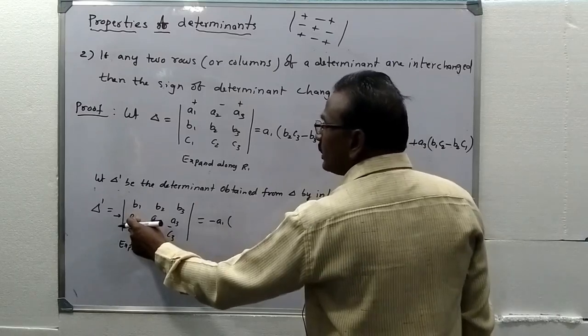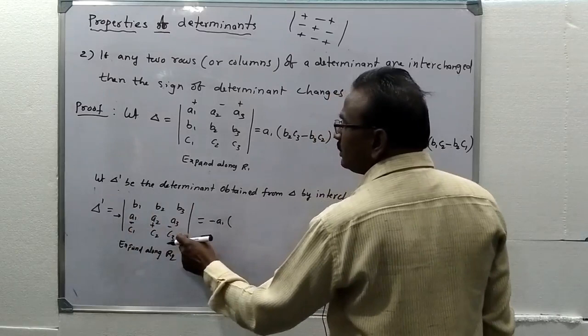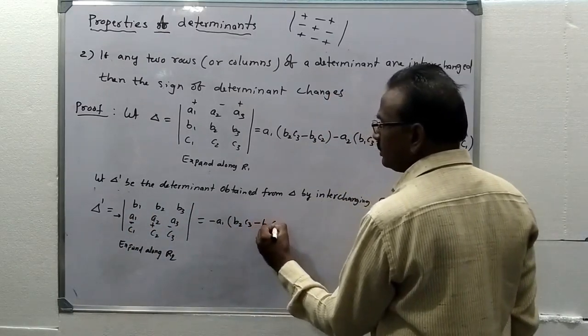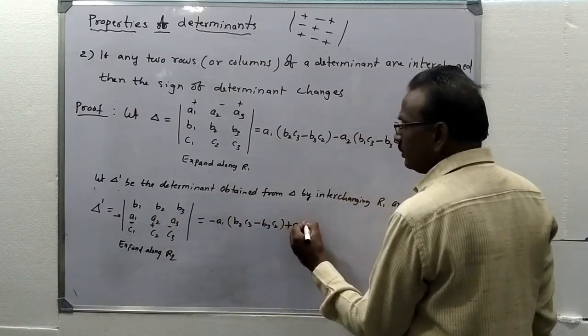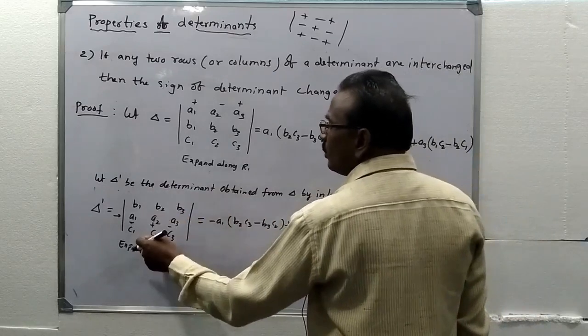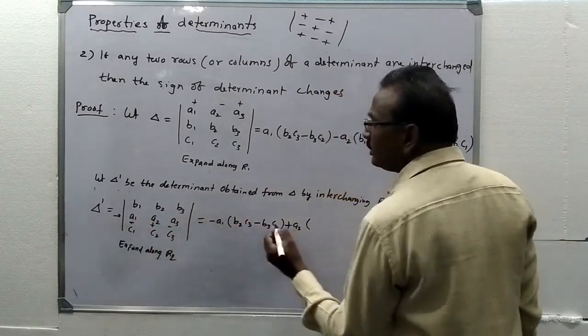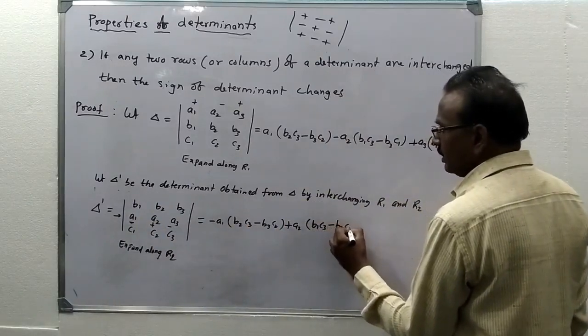Delete second row first column elements. Remaining elements are b2, b3, c2, c3. That is b2, c3 minus b3, c2. Next sign is plus a2 into, here a2 is second row second column, delete second row second column, remaining 4 elements b1, b3, c1, c3. That is determinant is b1, c3 minus b3, c1.